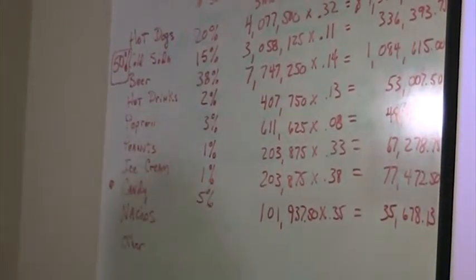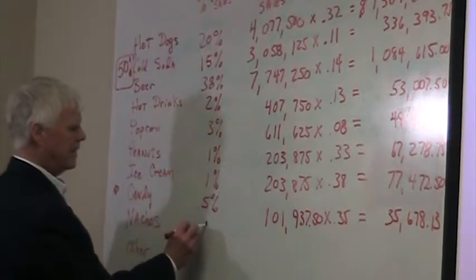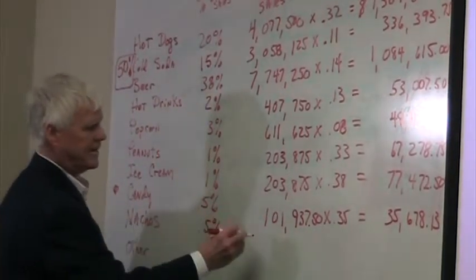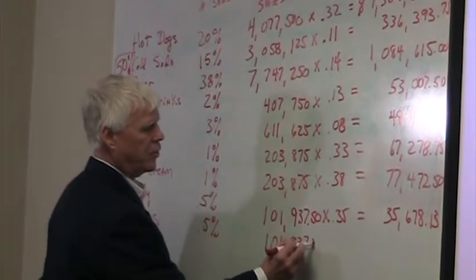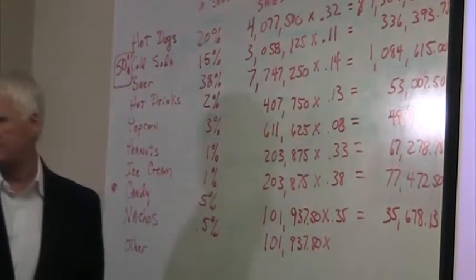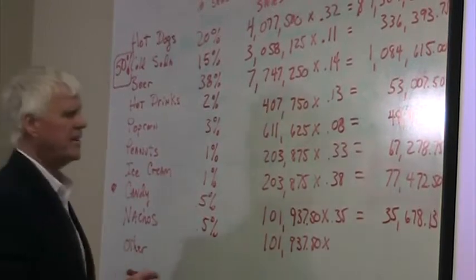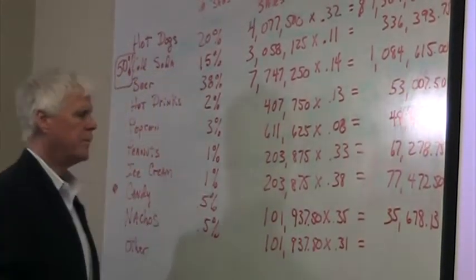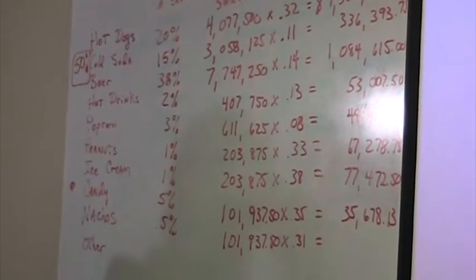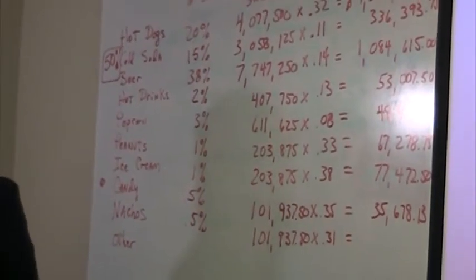Nachos, 0.5%. So again, we should just mimic this. It's 101,937.50, and the cost is 31%. I guess it's going to be 31,000 and something.